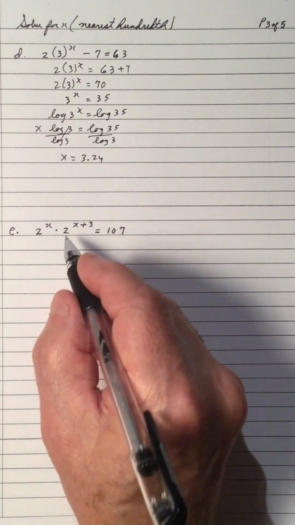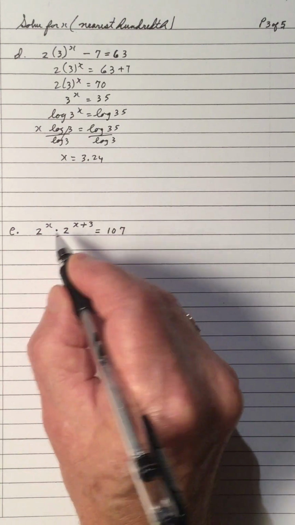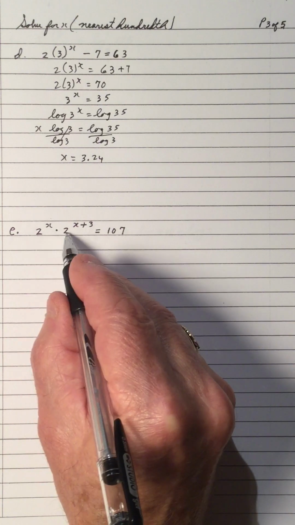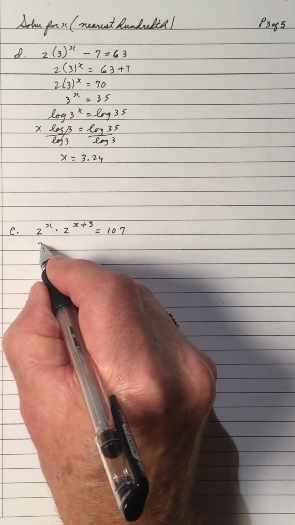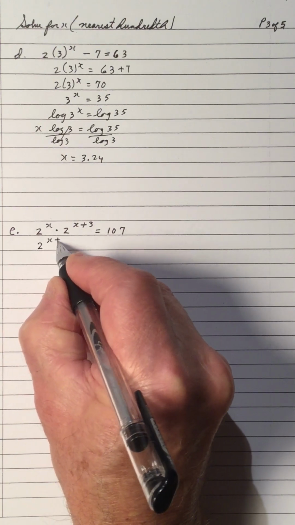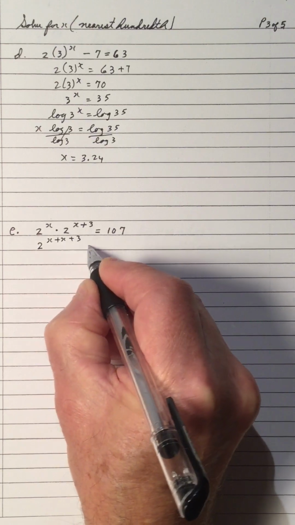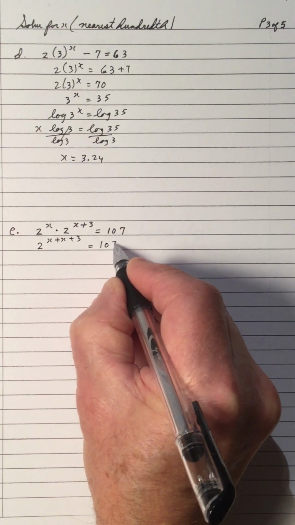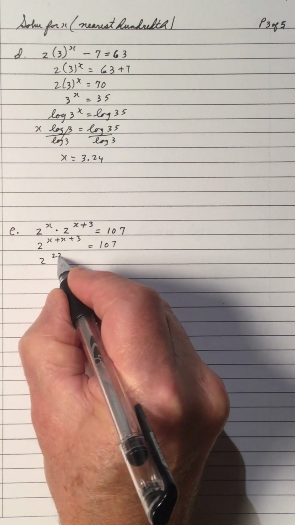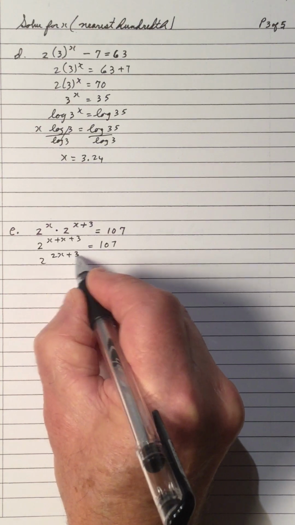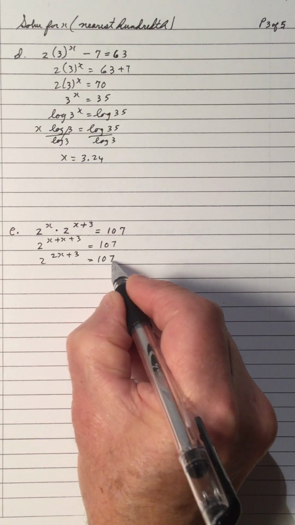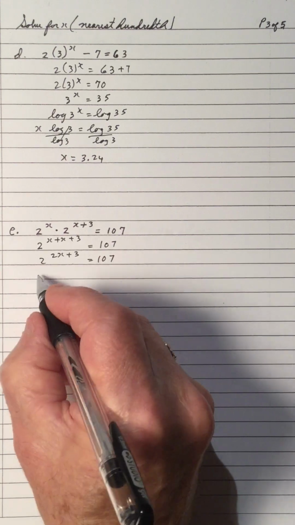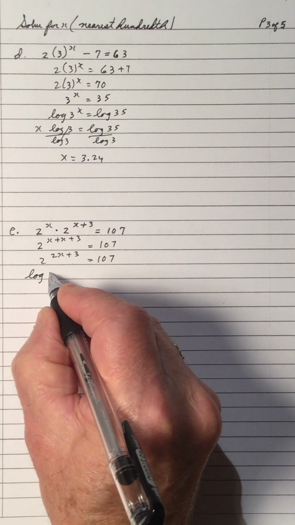Now we have another equation that's a little bit different, but this is a multiplication of exponentials. Notice the two bases are the same, so that means I can add up the exponents. So that gives me 2 to the 2x plus 3 equals 107. And again, x is in the exponent, so I do the log of each side.